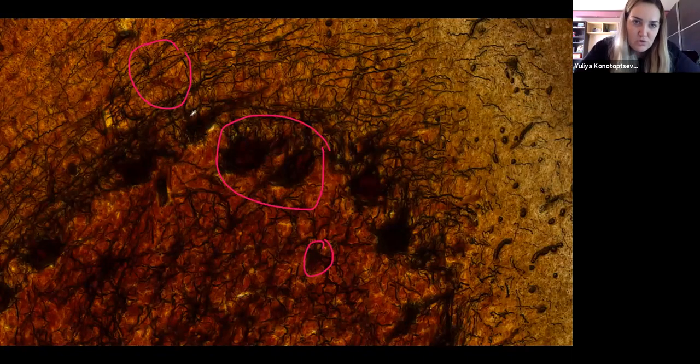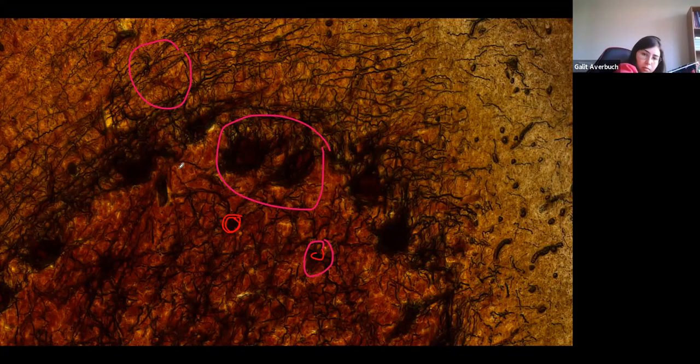I want to get your attention to here. You can see that this is the Purkinje cell, and you can see that there is a cell here that sends its axons to the cell body of the Purkinje cell. So which cells are these? The basket cells? Mm-hmm. But which layer is this?